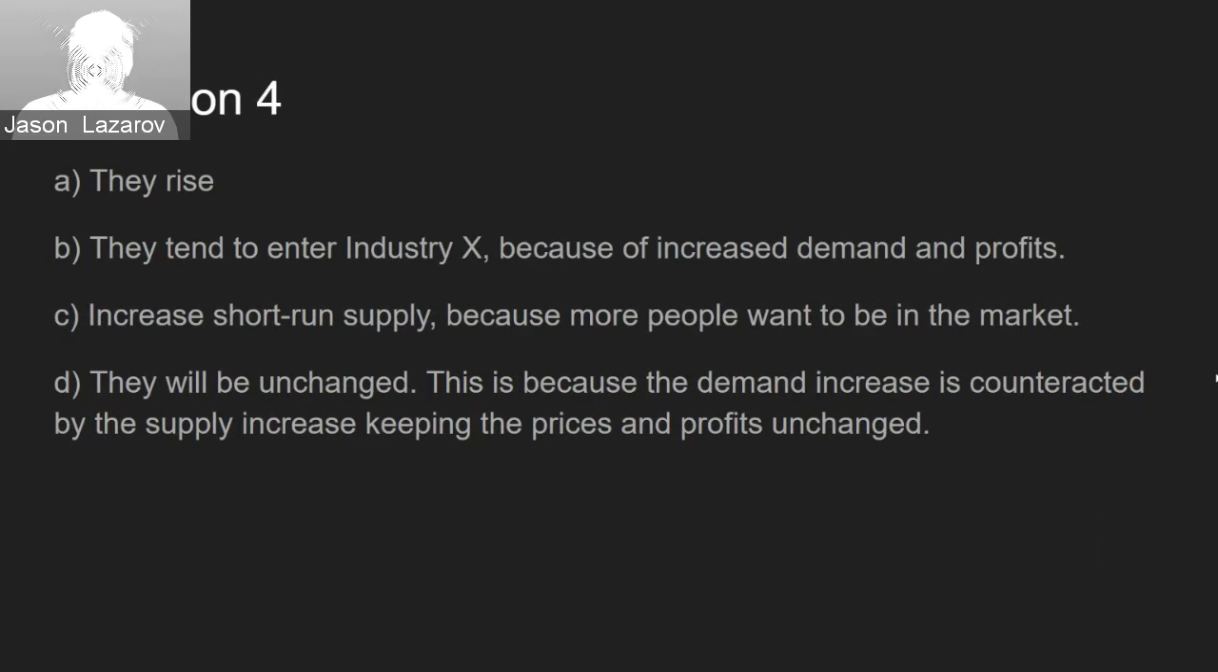For part C, this would tend to increase short-run supply because more people want to be in the market. And for part D, in the long run, the profits and prices would be unchanged. This is because the demand increase is counteracted by the supply increase, keeping the prices and profits unchanged.